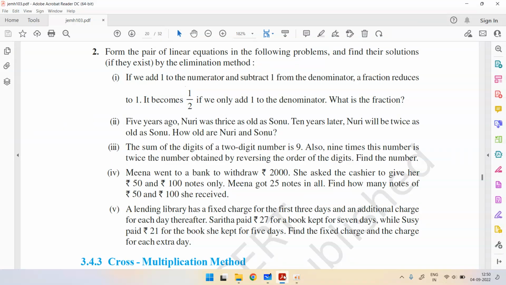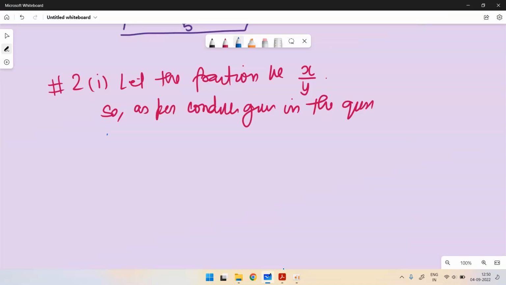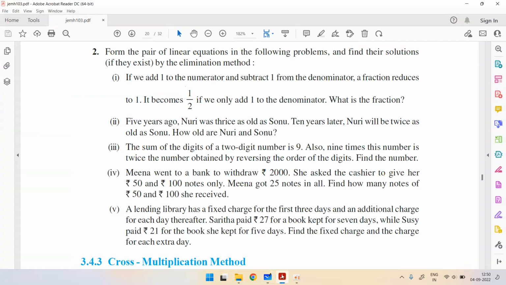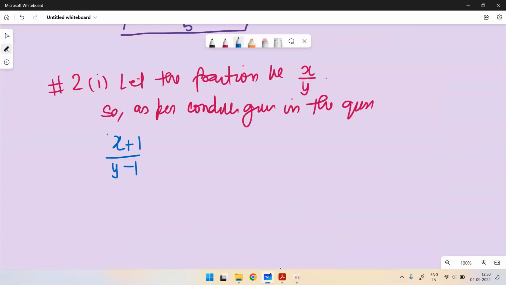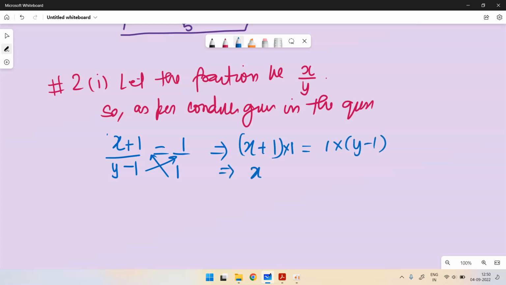That is, if we add 1 to the numerator and subtract 1 from the denominator, the fraction reduces to 1. This is 1 is to 1, so 1 by 1. Now if you cross multiply, it is x plus 1 into 1 equal to 1 into y minus 1. If you open this, it becomes x plus 1 equal to y minus 1.